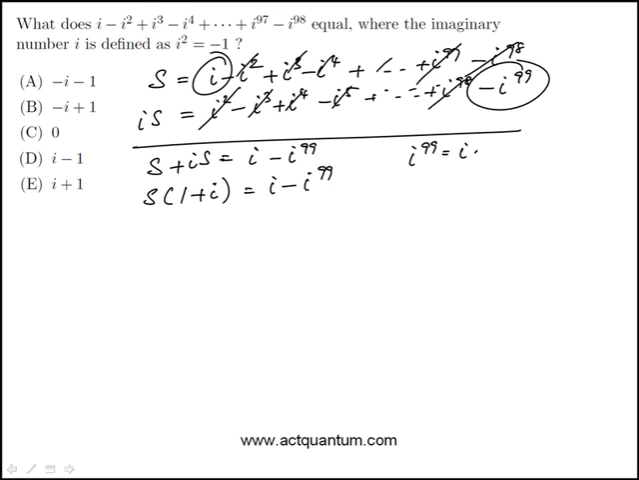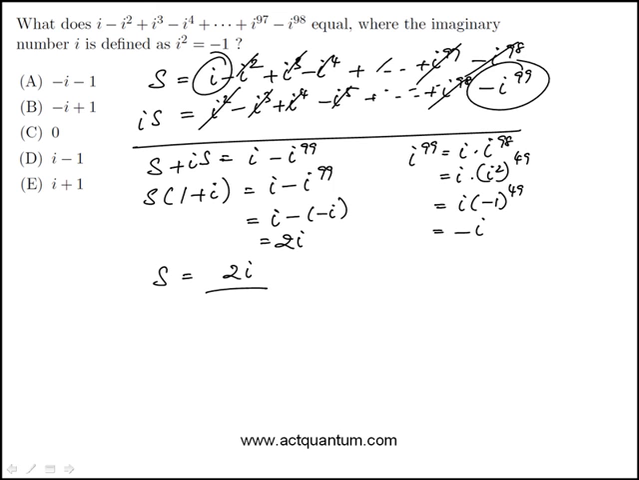That's i times i to the 98. As I did before, that's i squared to the 49. i squared is minus 1, and minus 1 to the 49 is just minus 1. So that's minus i. So this side becomes i minus minus i, so that's 2i. So my answer is 2i over 1 plus i.